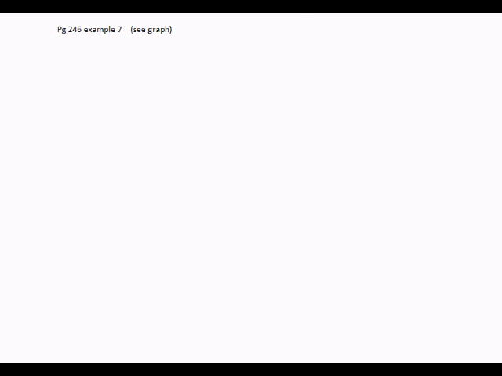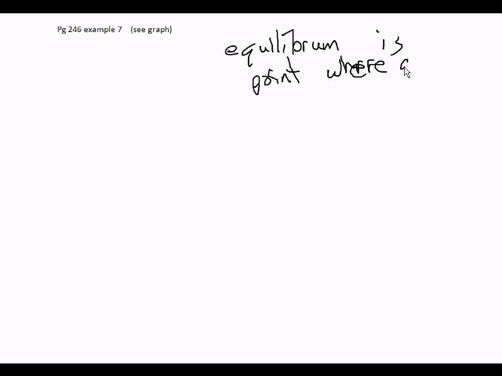Well, the quiz is going to give you the graph. And we want to know what the equilibrium price is. So I'm going to write this down if I figure out how to spell equilibrium. Equilibrium is the point where graphs cross. So equilibrium is the point where the graphs cross.